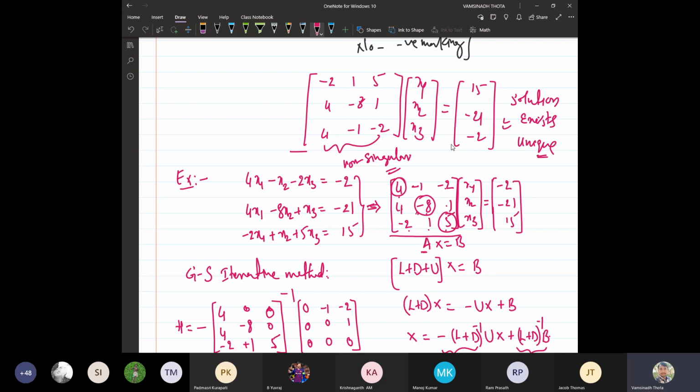Now, what about the coefficient matrix here? If you look at the coefficient matrix, is it strictly diagonally dominant? Whether the coefficient matrix is strictly diagonally dominant?